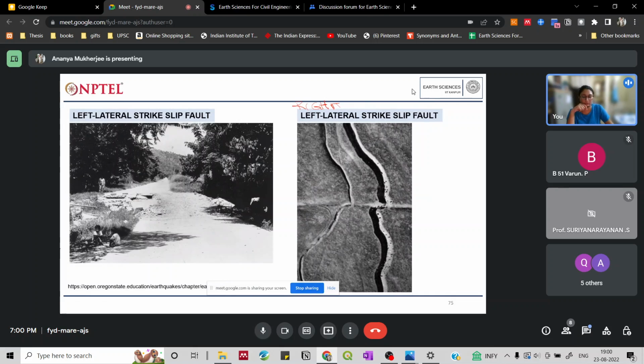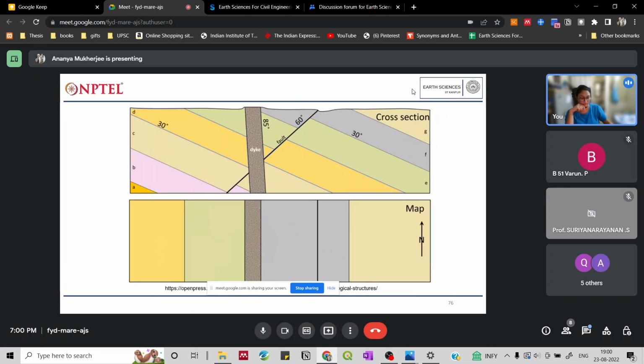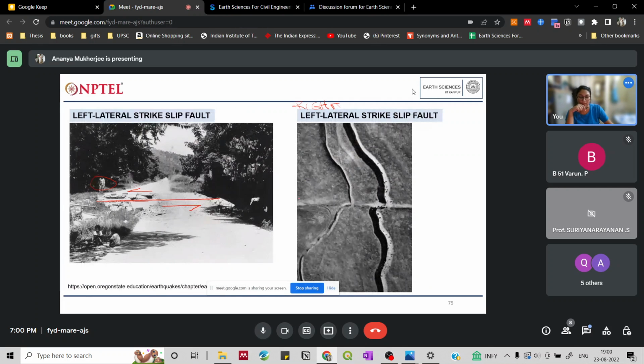Now how do we know that this is left and this is right? Over here we can see that the road is discontinued. This part of the road has moved to this side and that part has moved to the other side. This person is standing here looking at this fault plane. You can very easily see that the block on this side is moved towards him. This is the left side when he is standing here. So that is why this is a left lateral strike slip fault.